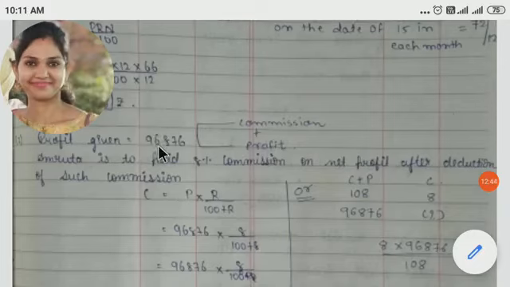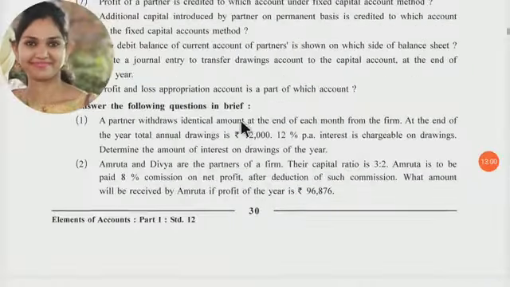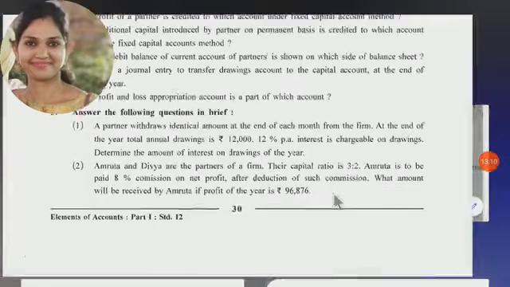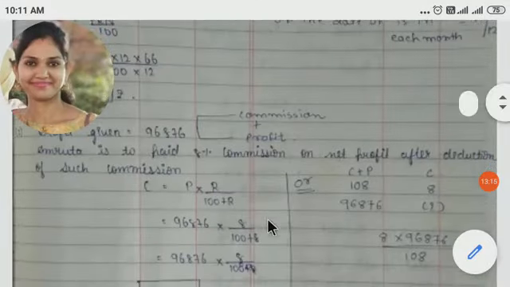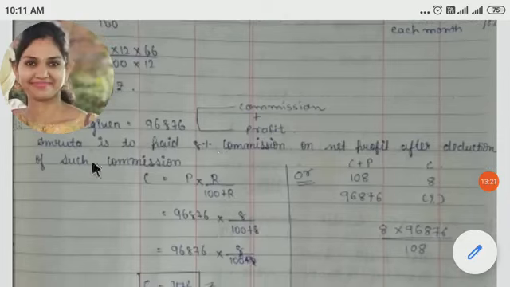Again, in the amount 96,876, commission and profit both are included. But for the distribution of profit, we have to deduct the commission, because in the question it is given: 8% commission on net profit after deduction of such a commission. So we have to find the amount of the commission.